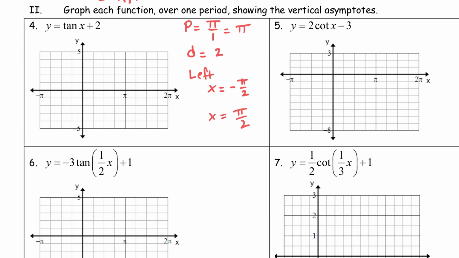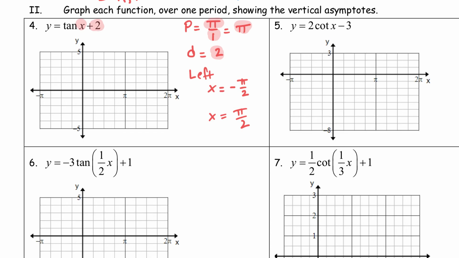Let's go ahead and discuss the major points before I graph. Y equals tangent of x plus 2. I know the period is pi over b, and you find b right here next to the x. And so the period is pi. The midline is 2, and where do you find the midline? Right here, it's right there.